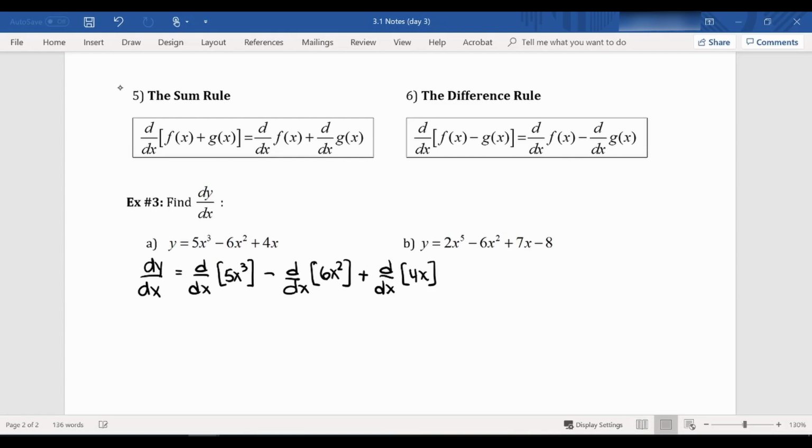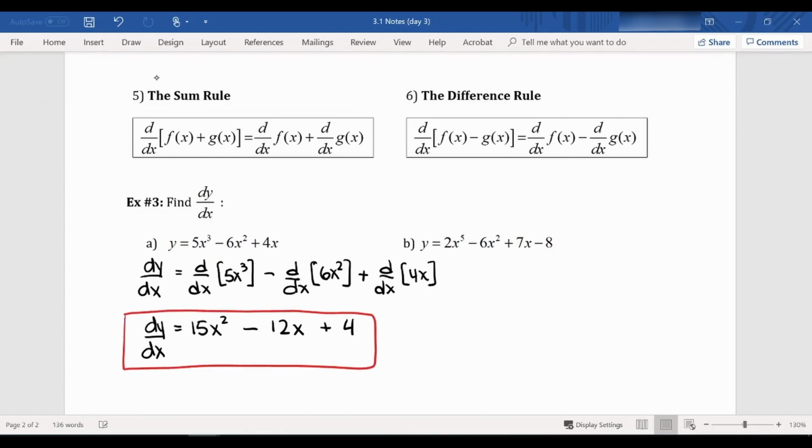And then we could use constant multiple rule to take things out, or we could then write this as bring the 3 down. This gives me 15x squared minus bring the 2 down. This gives me 12x plus the derivative of 4x would be 4. Because technically this is 4x to the power of 1. Bring the 1 down, you get 4, and you have no x's left. That first step there, you're never going to write that out. You would not bother.